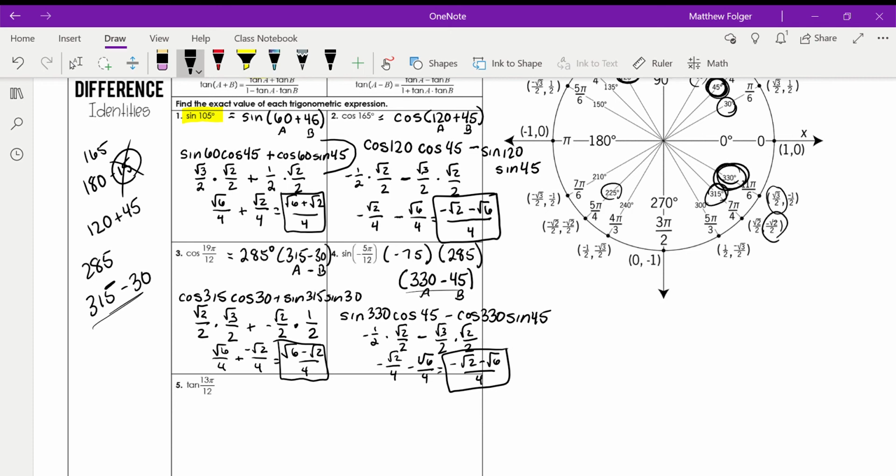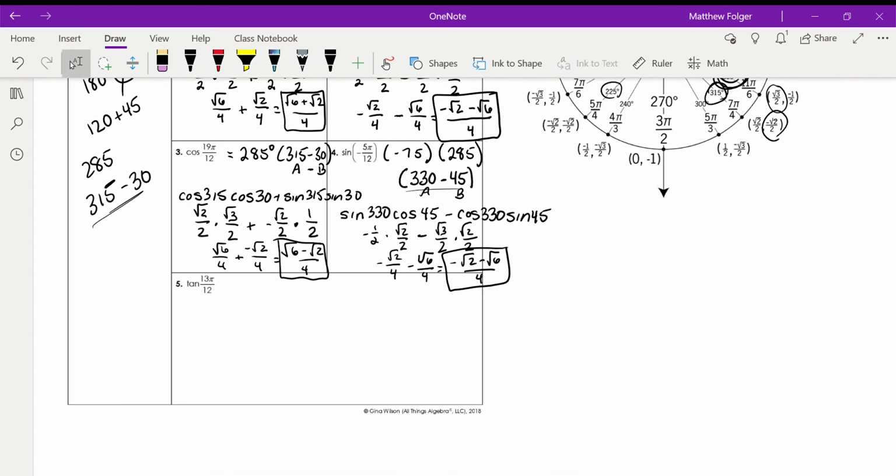So the last one we're going to talk about is tan. The tan formula is a little bit more complicated, but it really is not that much different. You just got to do a little bit more algebra at the end. So the first thing I'm going to do is convert this to degrees. 13 times 180 divided by 12.